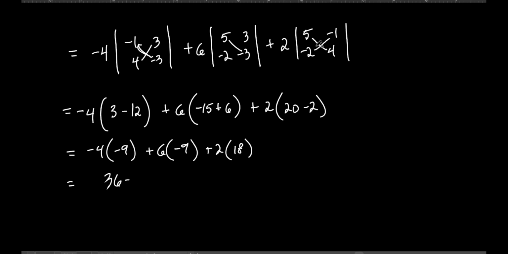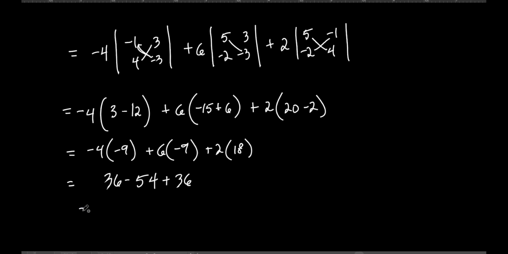No. Negative 2 times negative 1. Yeah, but we're subtracting. Remember, when you multiply these, you subtract the product, right? So this is a positive 2, but you're subtracting, so it's 20 minus 2. Yeah, I did get that right. And this is minus what, 54? And then that's what, plus 36. Yep. Am I right? Yeah.